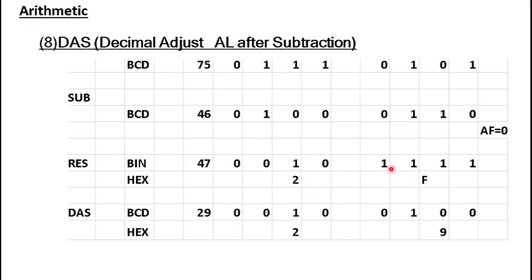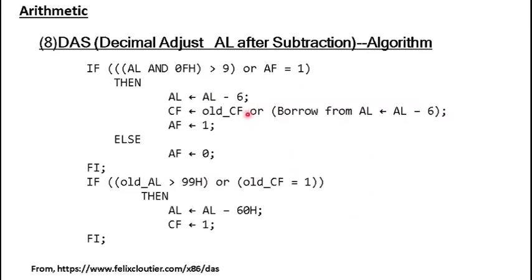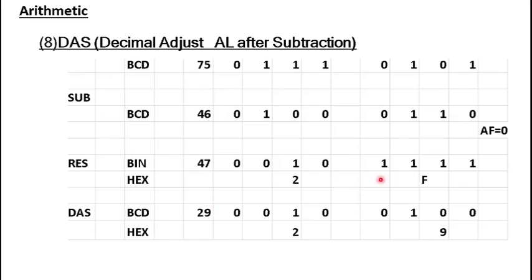As per the algorithm, we examine the individual nibbles. The lowest nibble is examined first, then the highest nibble. The lowest nibble is greater than 9, so we have to subtract 6 from it and leave the answer there. 15 minus 6 gives us the answer 9. Then we check the highest nibble, which is 2, so there is no need of correction. The final answer after the DAS adjustment is 29, which is the expected answer.